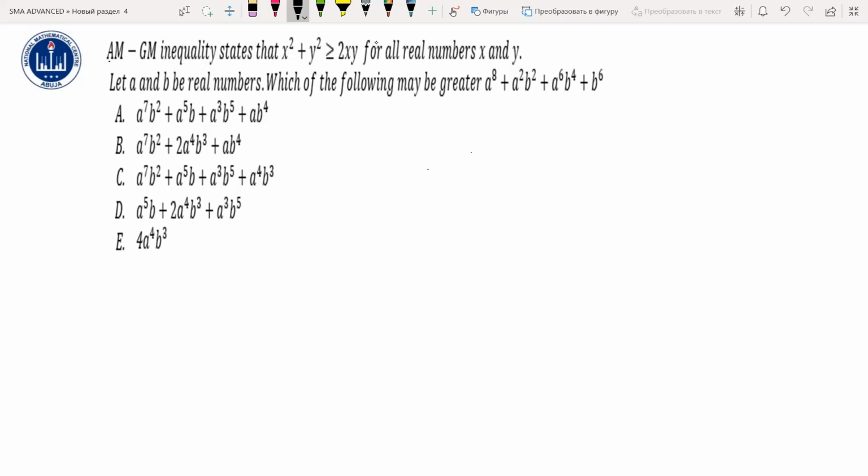And if you notice, the question started with this, so this should be a hint or an idea that we may use to solve this question. The question that we are being asked, which of the following may be greater than this, means that we are expected to show that 4 out of these 5 options are less than or equal to this expression given here. Then the remaining one that we can't show is less than or equal to this is the exact option they're asking us about.